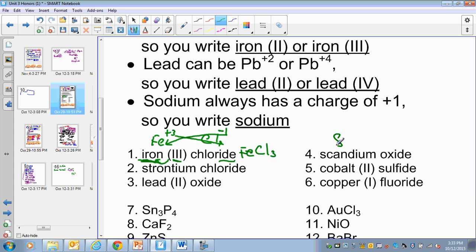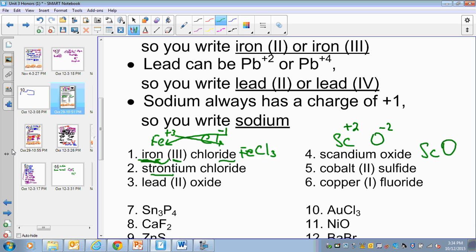Now scandium. Scandium is a transition metal, but scandium is always +2. Okay, that's why you don't see the Roman numeral here. Although scandium is a transition metal, the charge is always +2. And oxygen is always -2, so the formula will be ScO.